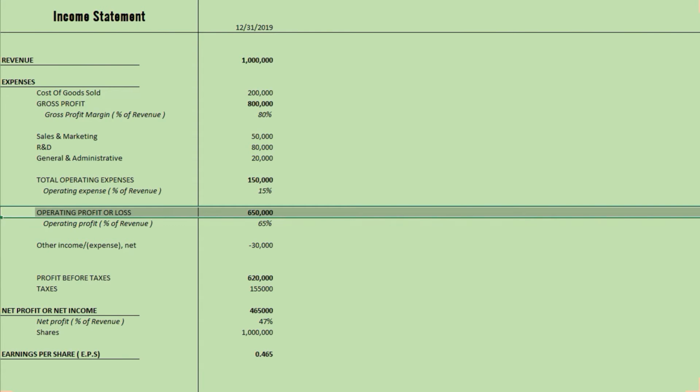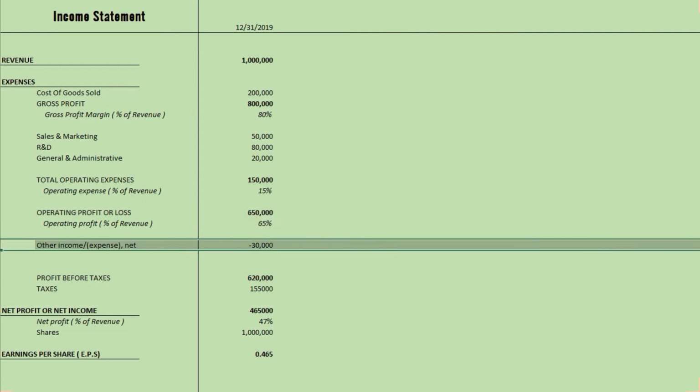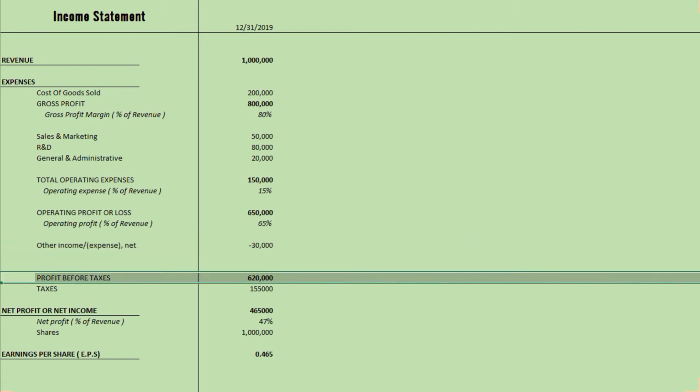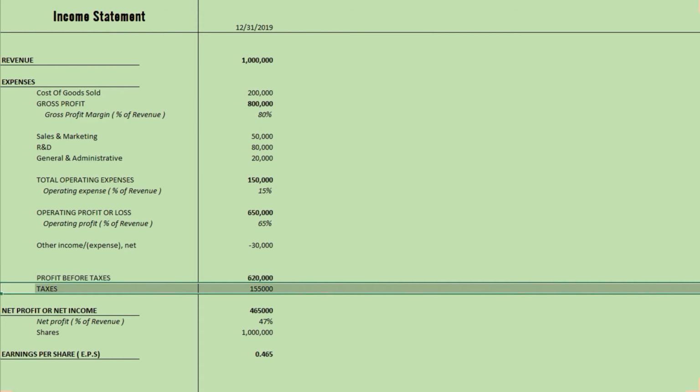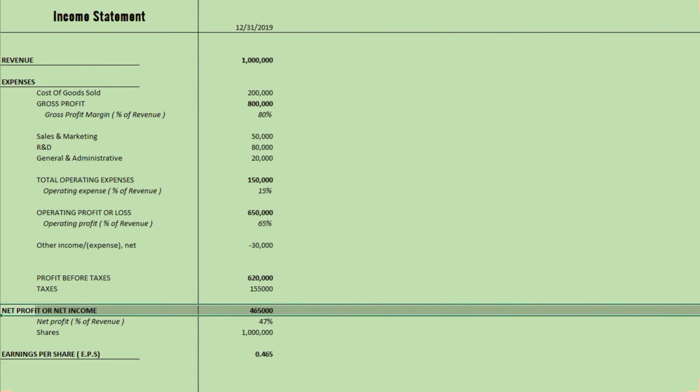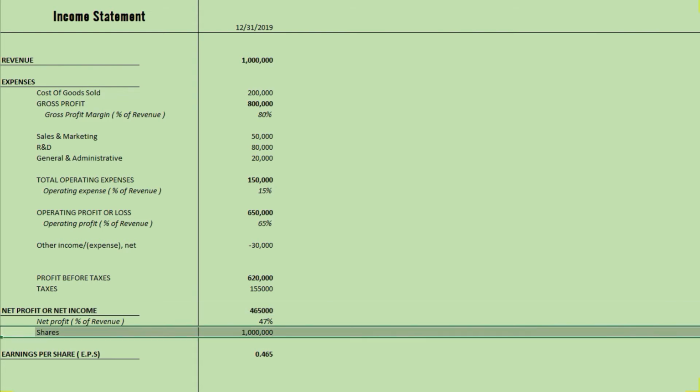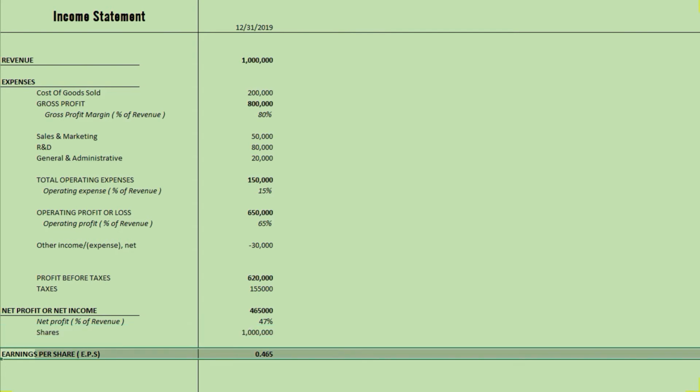As I mentioned earlier, the company can have non-cash expenses like depreciation. In this example, we are considering a $30,000 depreciation. Subtracting that from operating profit results in profit before taxes. Assuming a tax rate of 25% and subtracting it from profit before taxes gives the net profit or net income of the company. Net income is the proceeds of the company, which when divided by the total number of shares gives the earnings per share.